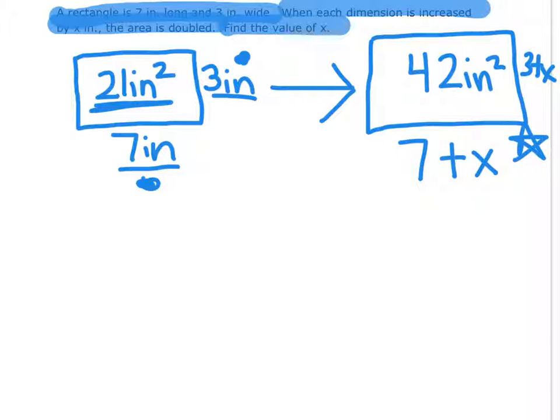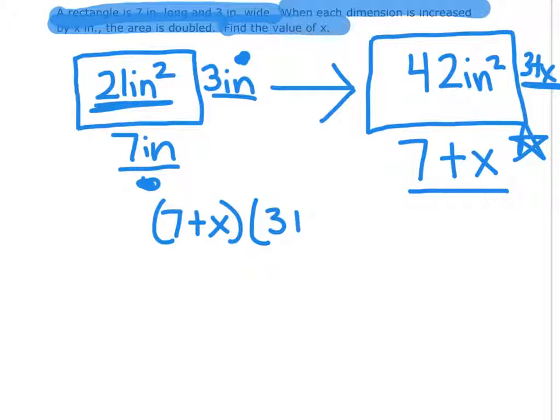Remember that the area of a rectangle is length times width. So what I'm going to do is take the length of this times the width of it. Okay, the length times the width equals the area. Well, we know the area of this one is 42 because it was doubled. Okay. Now we just need to solve this equation for x.